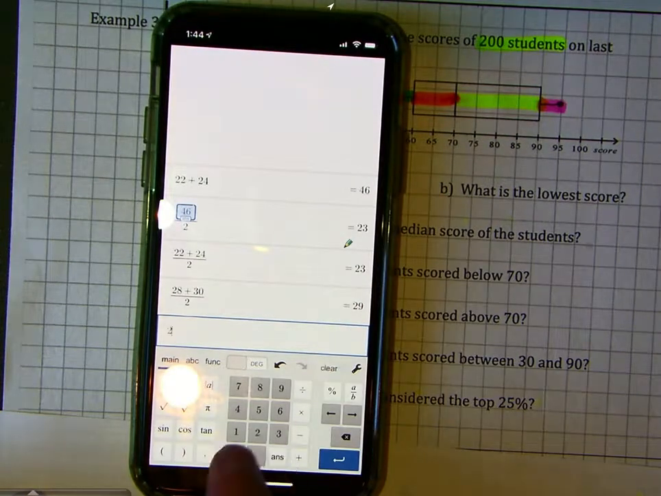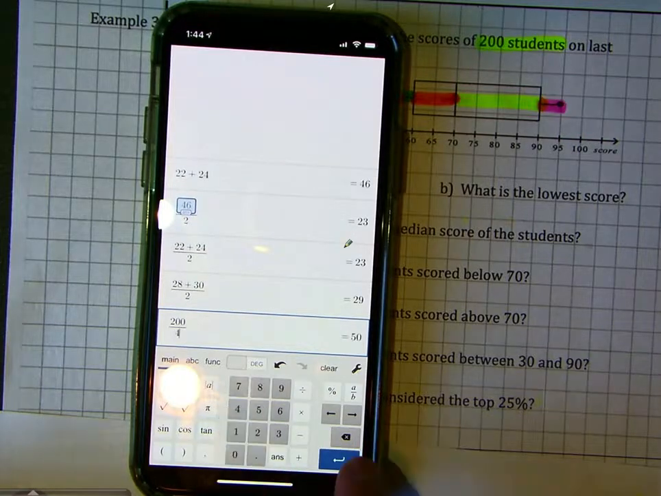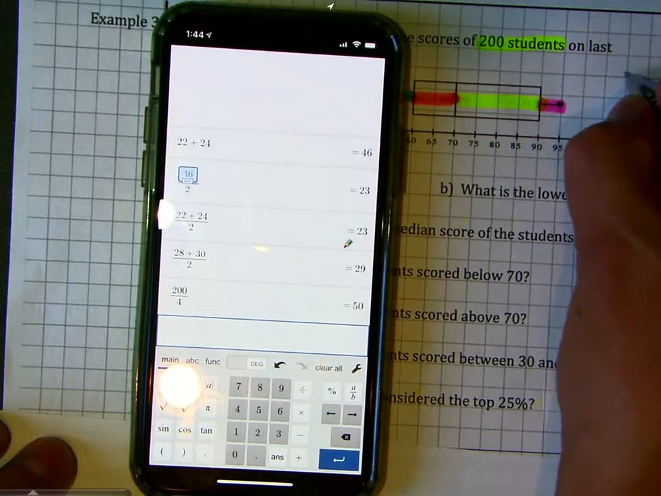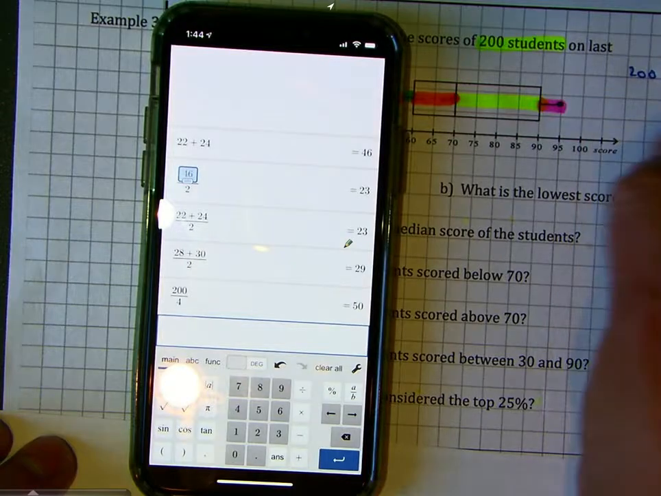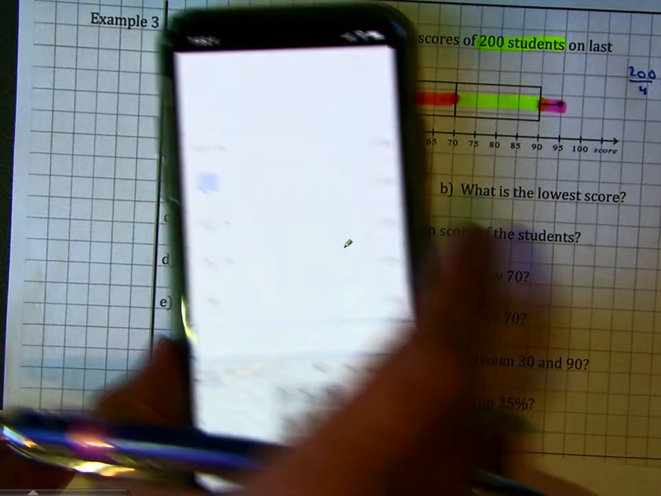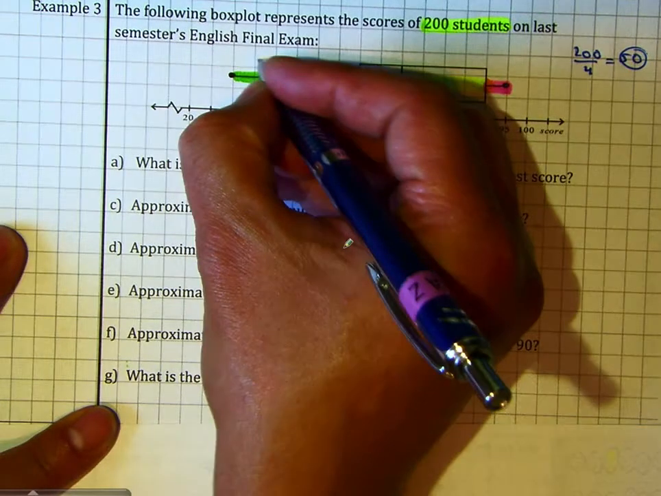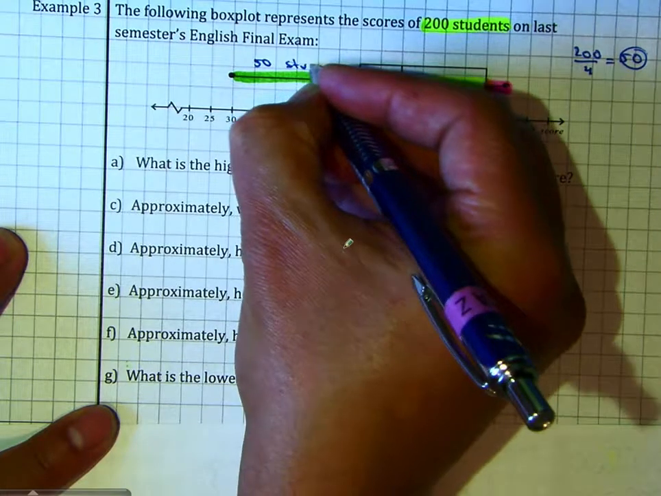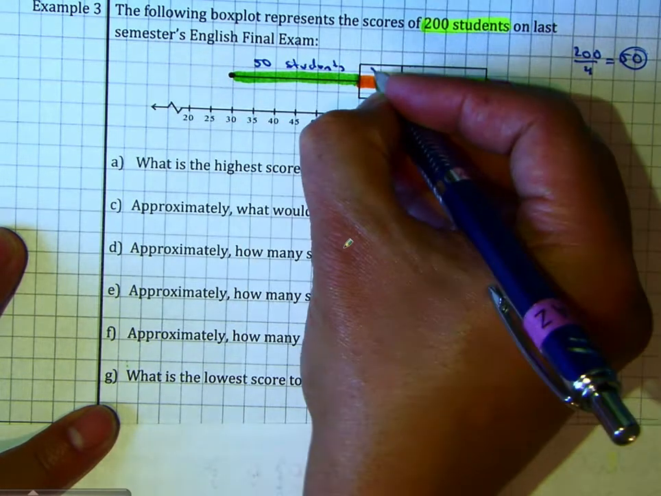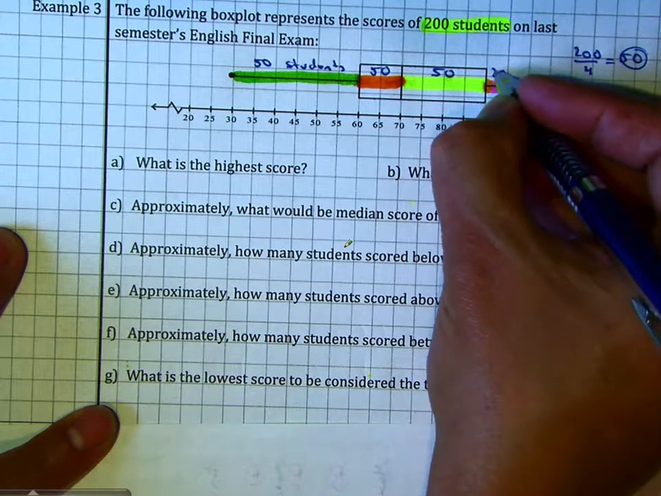So to come up with 50, we're just going to take 200 and divide it by 4. So you're going to take 200, and let's write it down, divided by 4 gives you 50. Therefore, there are 50 students in the first section, and we're going to write that down. 50 students, 50 in the next section, 50 in the next one, and 50 in the next, not 20, but 50.